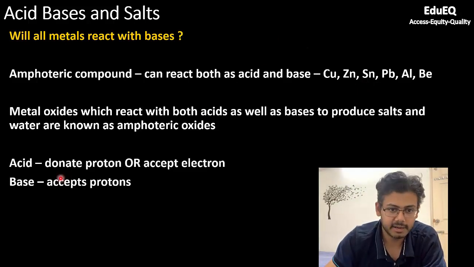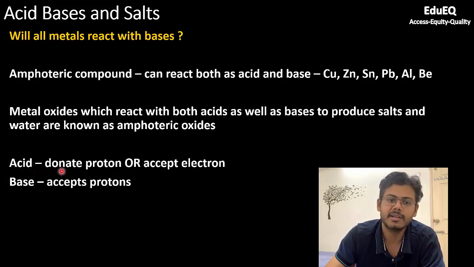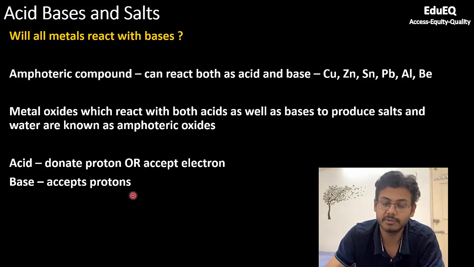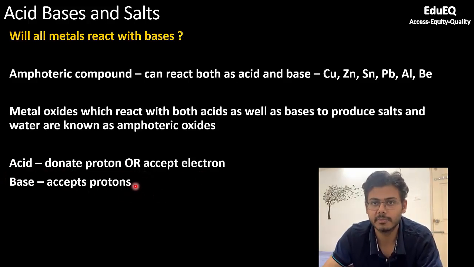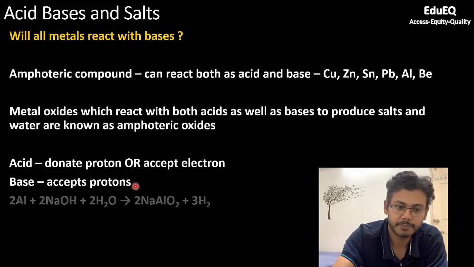And like I've already said, a short recap of the definition of acid. Acid is something that donates a proton or accepts an electron. Base is something that accepts a proton. So this is the general definition of acid and base that you should remember.